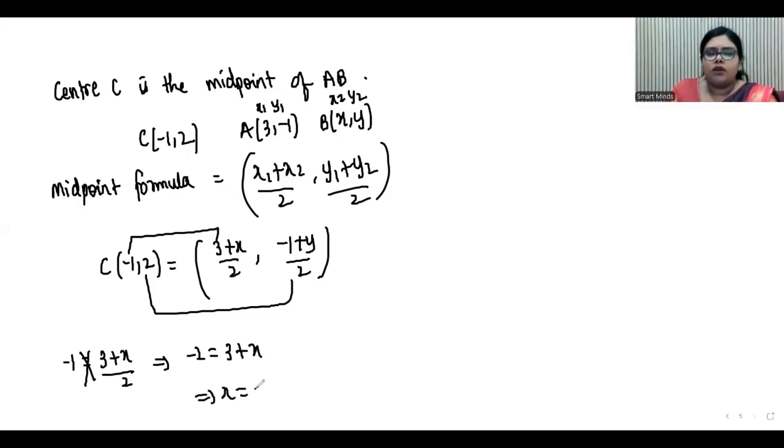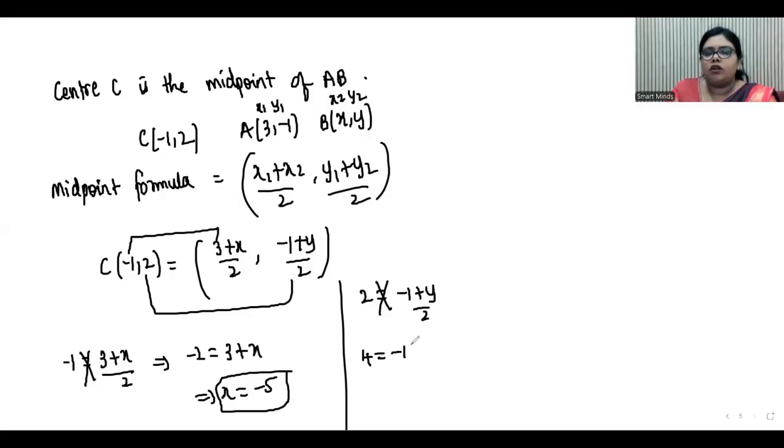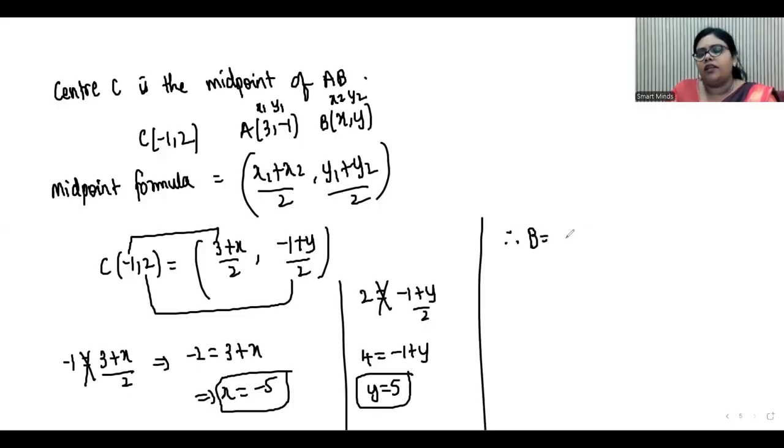So x = −5. Now the same way, 2 = (−1 + y)/2. Cross multiply, 4 = −1 + y, so y = 5. Therefore, point B, that is the other end of the diameter, is (−5, 5). First you write the x coordinate, then you write the y coordinate.